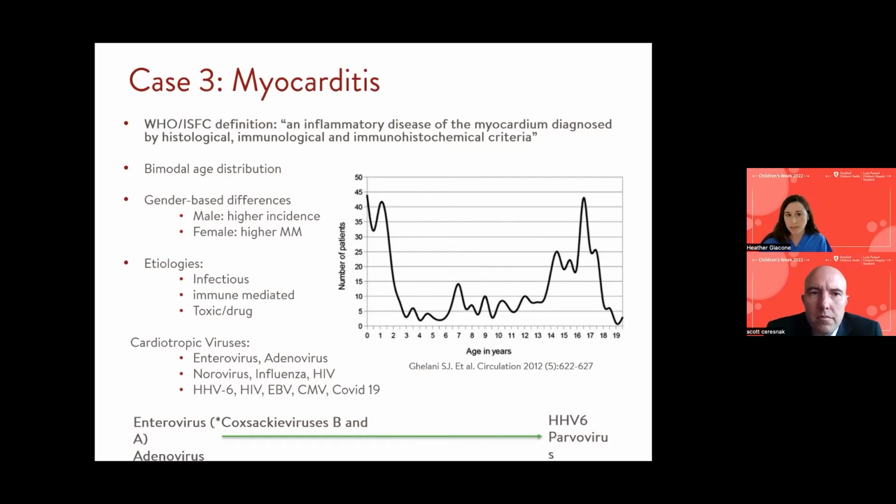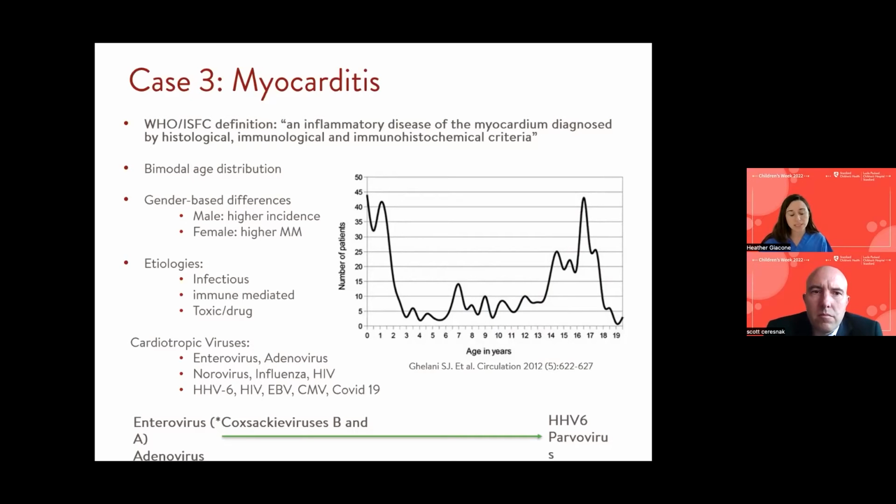There are some important gender-based differences in both the presentation and severity. Males have a higher incidence of overall cases and higher hospitalization numbers specifically, but females actually have higher morbidity or mortality, so they end up being a sicker population. This is dealing with all types of myocarditis, not just fulminant. We'll get to that in a second.